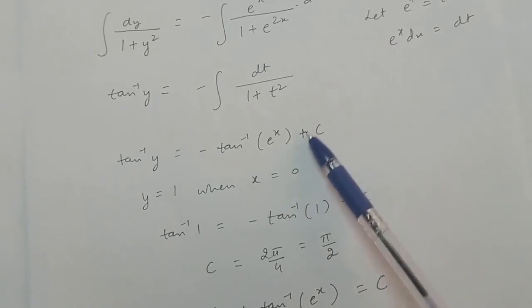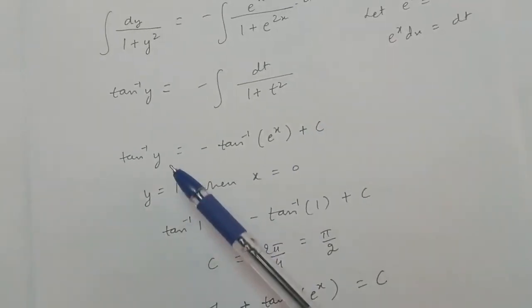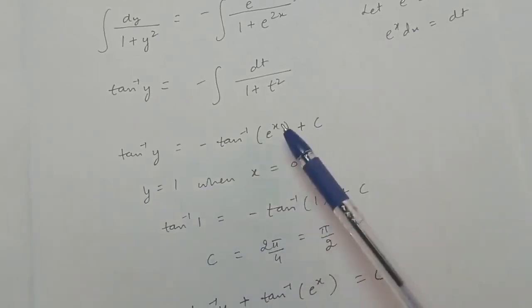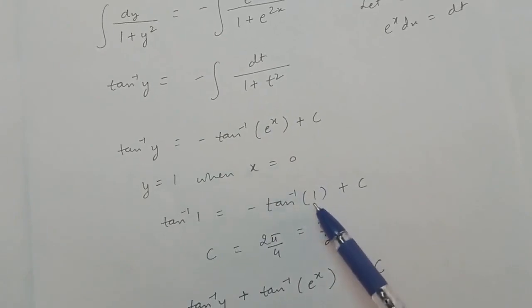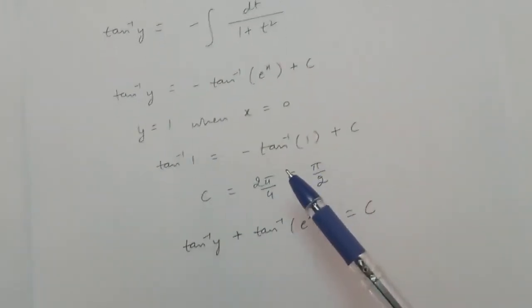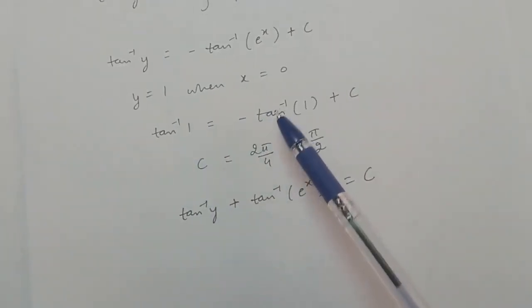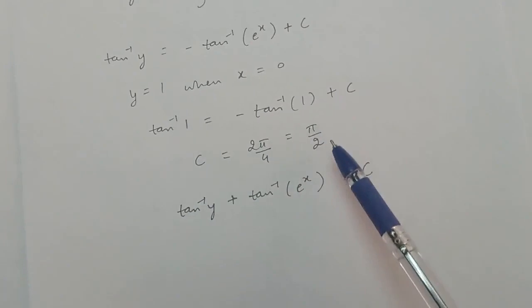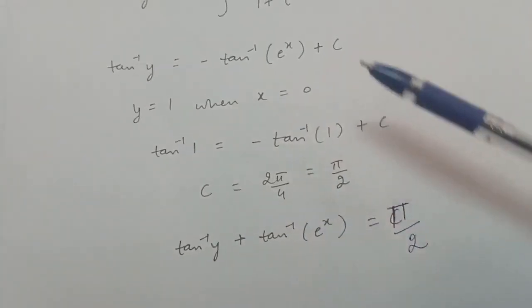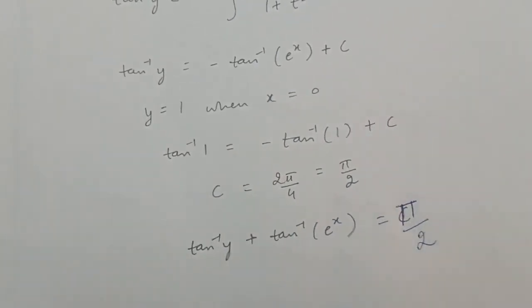Now we have to find the value of c. This is given that when x is 0, y is equal to 1. So put it, tan inverse 1 equal to tan inverse, now see, e raised to the power 0 is again 1, plus c. Tan inverse 1 we know is pi by 4. So pi by 4, this will also be pi by 4. So you will get the value of c as pi by 2. So value of c will be pi by 2. Now in place of c, just put down pi by 2. This is the particular solution we want.